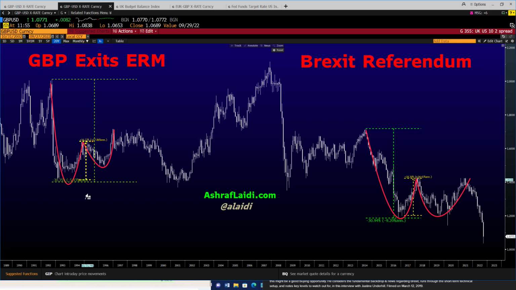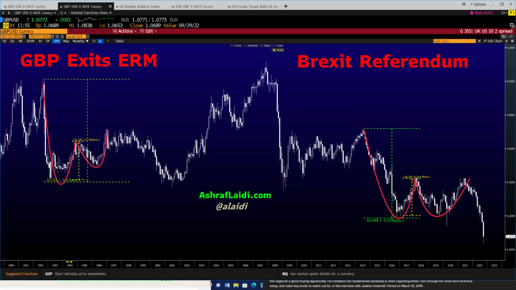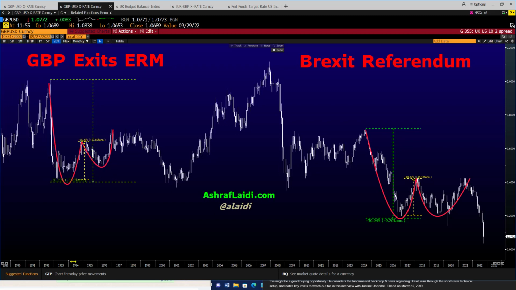But here is the thing. Look at this fractal in sterling. When sterling was forced out of the exchange rate mechanism by George Soros, not the EU, not the EMU, the exchange rate mechanism, it fell in that famous September of 92. It fell 30%, rebounded almost a third, came back down to a higher low, and then it rallied.